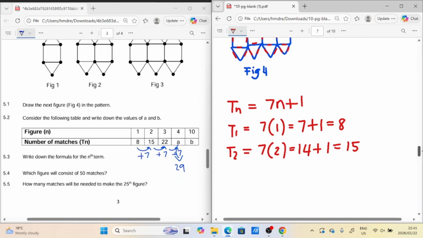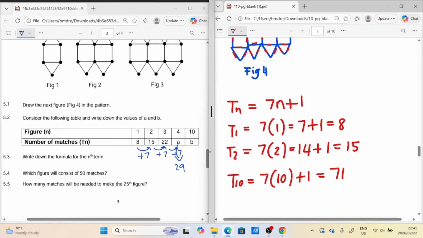If we want to then find the 10th figure, we're going to go, the 10th figure is 7 times 10, add 1. So 7 times 10 is 70, add 1 is 71 matches. So this one here, our answer is going to be 71.